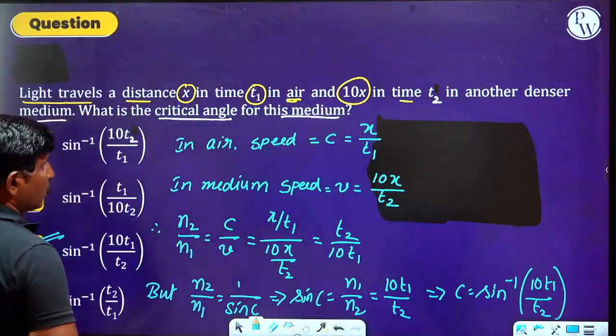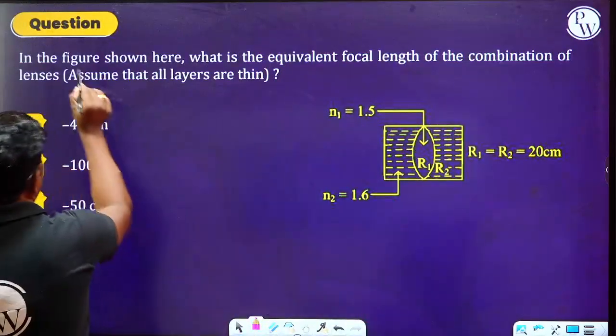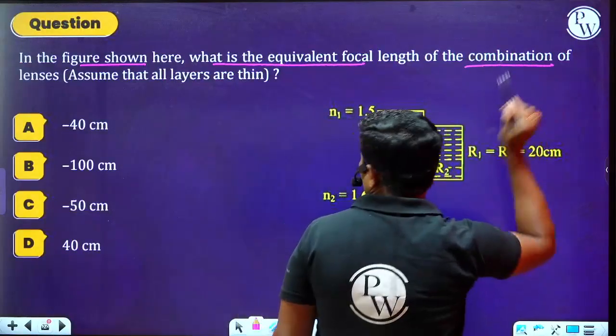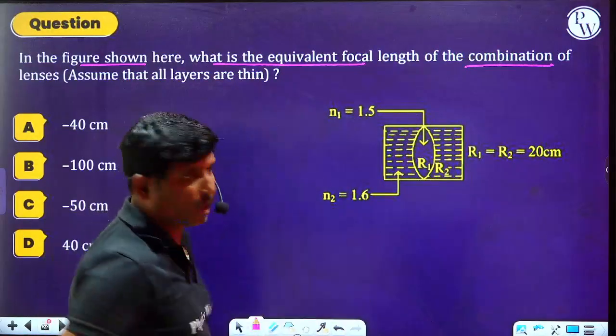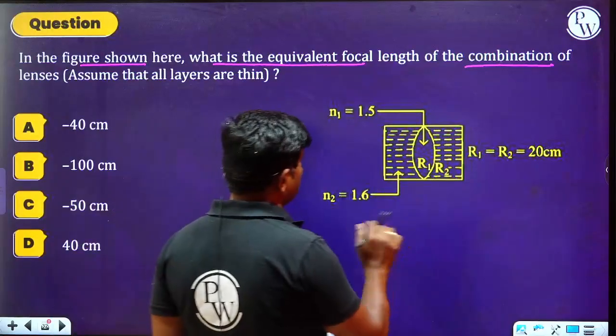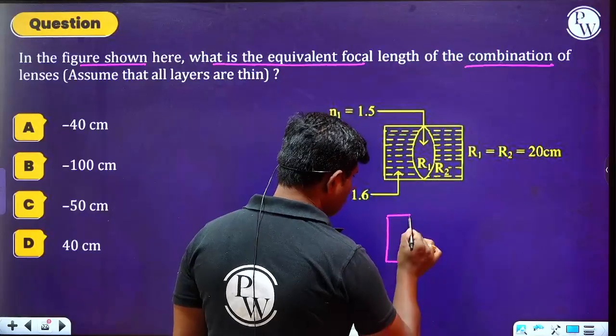So think about the next one. What are they saying to us? Please read this question carefully. In the figure shown here, what is the equivalent focal length of the combination of the lenses? Whenever we observe this, please look at the board, and we can split this into three lenses.